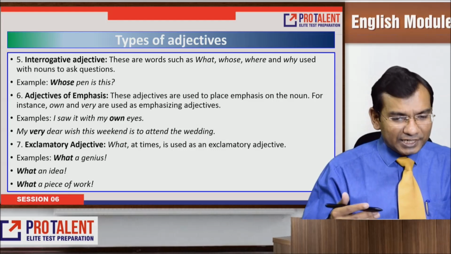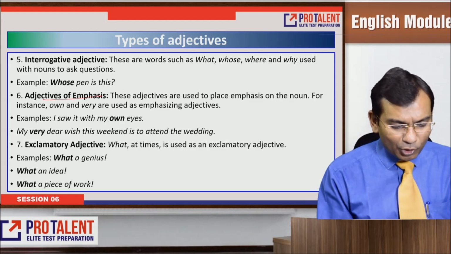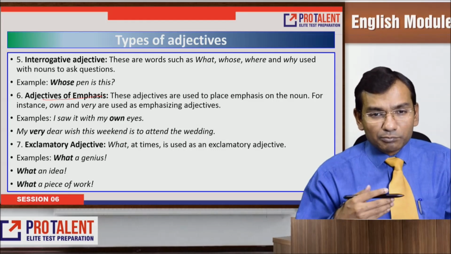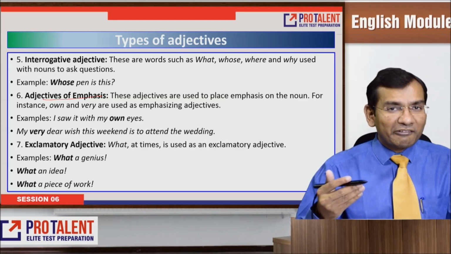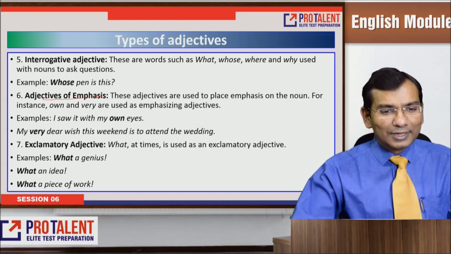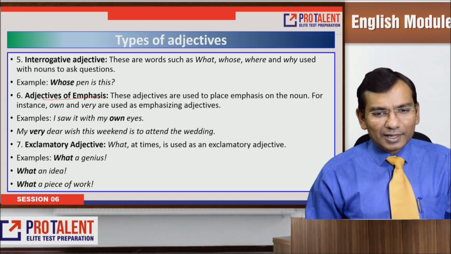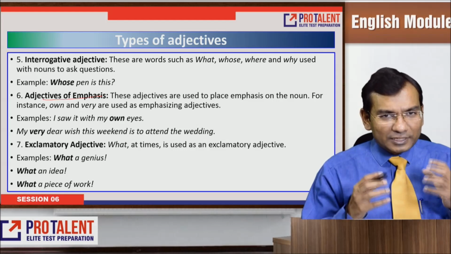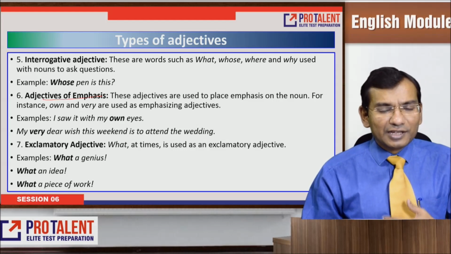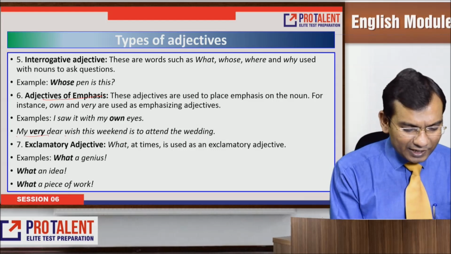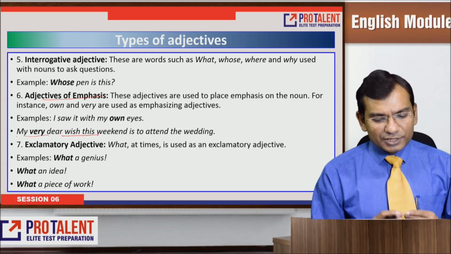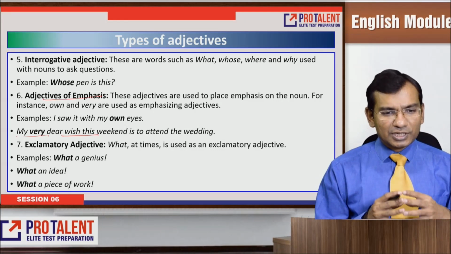Okay. Adjective of emphasis. This is very important. I saw it with my own eyes. So you want to emphasize on certain things. Own, instance, very. Okay. So they are basically a way of explaining certain thing. My very dear. Okay. My very dear wish this weekend is to attend the wedding. So this is very important.